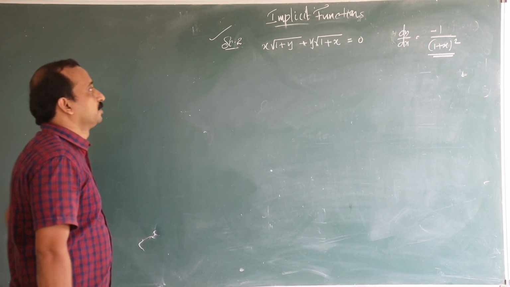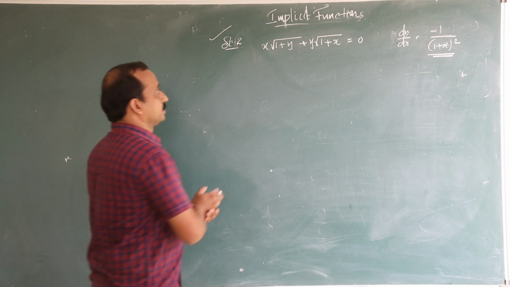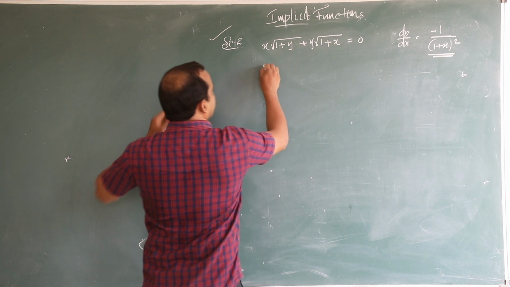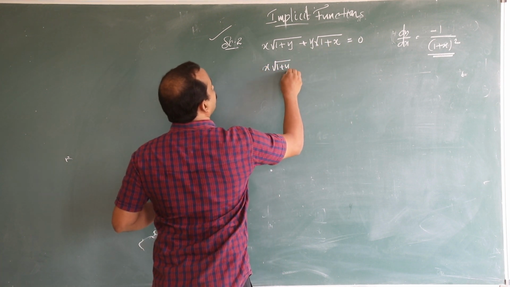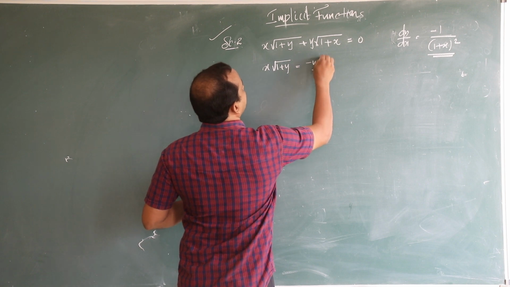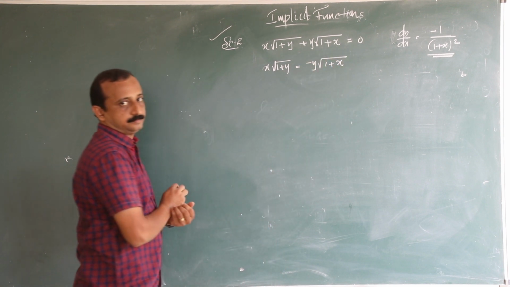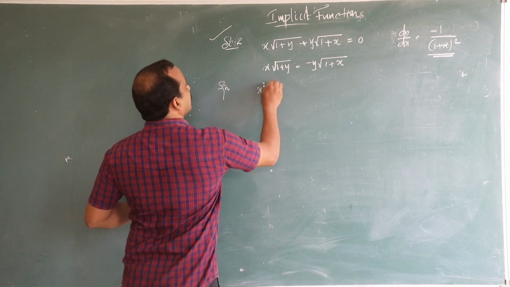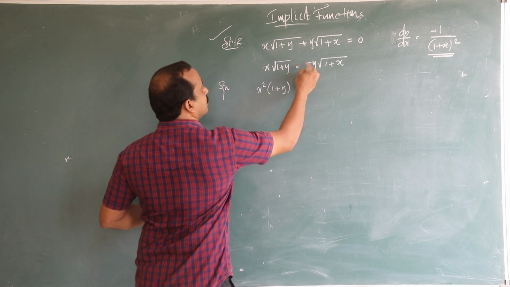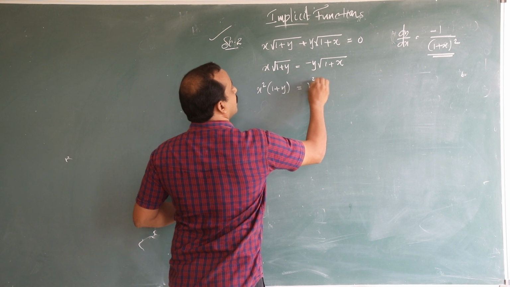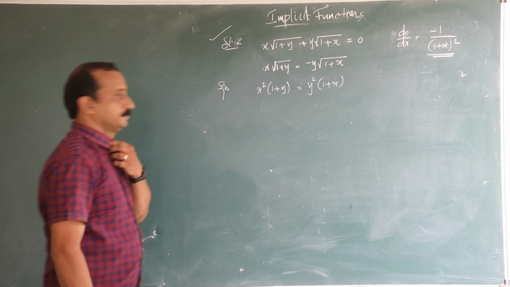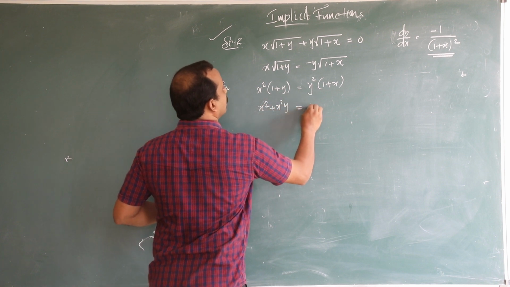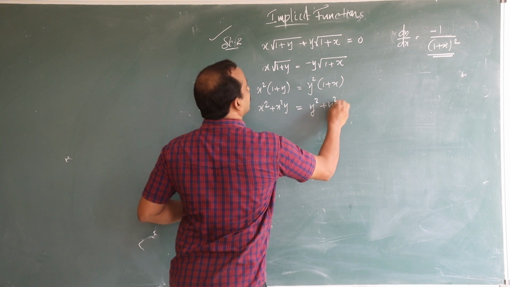So first we write the given function in the form y is equal to f of x. First we are removing the root terms, so we shift the second term to the right side. That is x into square root of 1 plus y is equal to minus y into root of 1 plus x. Now squaring on both sides, we get x square into (1 plus y) is equal to y square into (1 plus x). Now multiplying, we get x square plus x square y is equal to y square plus y square x.